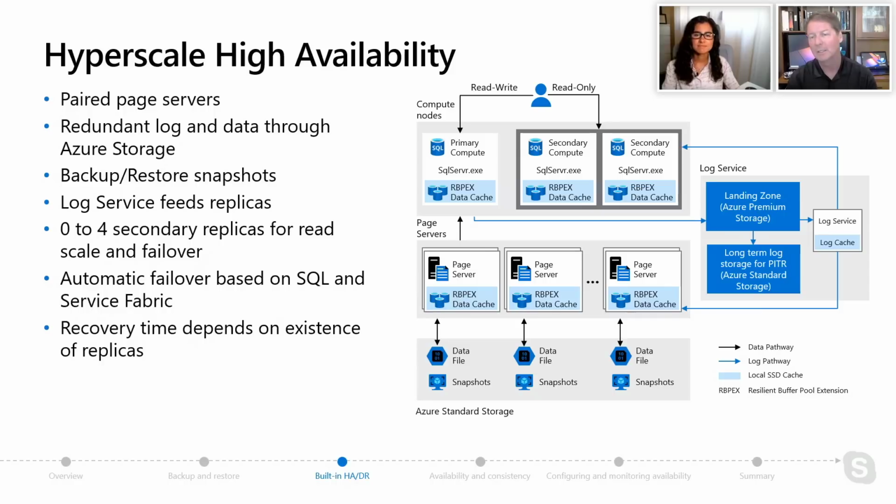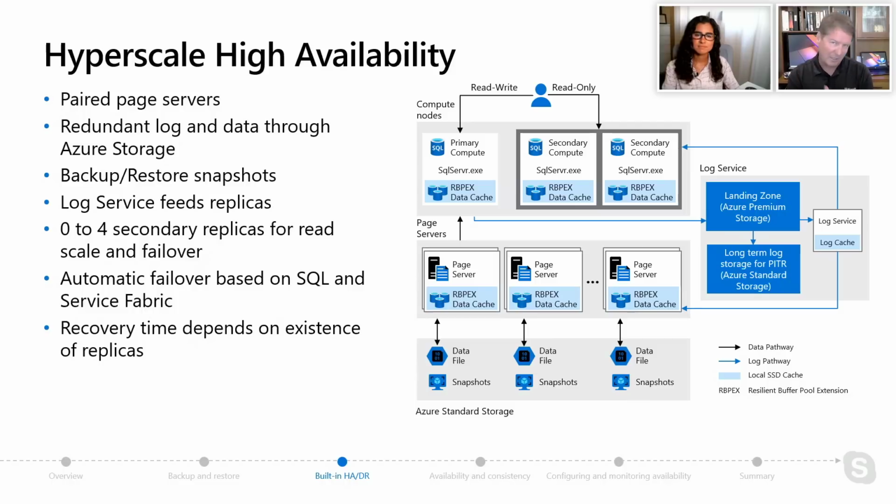It's redundant as well. And we're going to use its own caching mechanisms and something called a landing zone with Azure Premium Storage. And then, as necessary, long-term log storage for point-in-time restore capabilities is in Azure Standard Storage. You see how we've separated things here in this model. And by the way, those snapshots are in separate storage as well. We've provided a very redundant solution here.